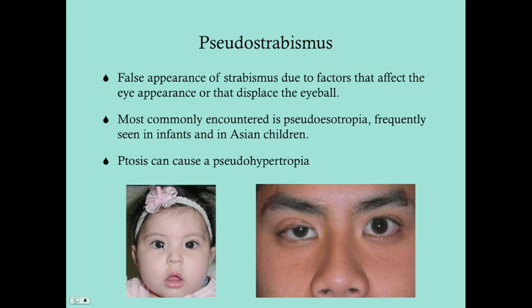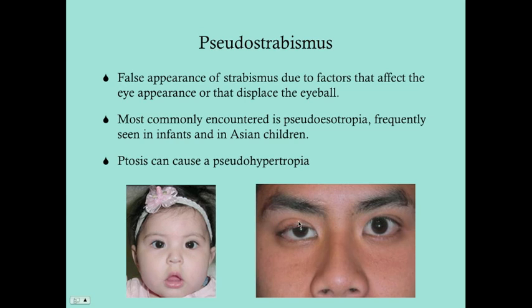So, for instance, in this baby, the epicanthal folds are not finished forming, and so you can see there's no white sclera on this side of the eye, on the left eye, but there is on the right eye, and so you might think this is a mild esotropia. But it's not, because it's an epicanthal fold that's covering up the rest of the sclera. So if you see strabismus in a really, really young baby, make sure that you're ruling out pseudostrabismus. And ptosis can cause a pseudohypertropia.